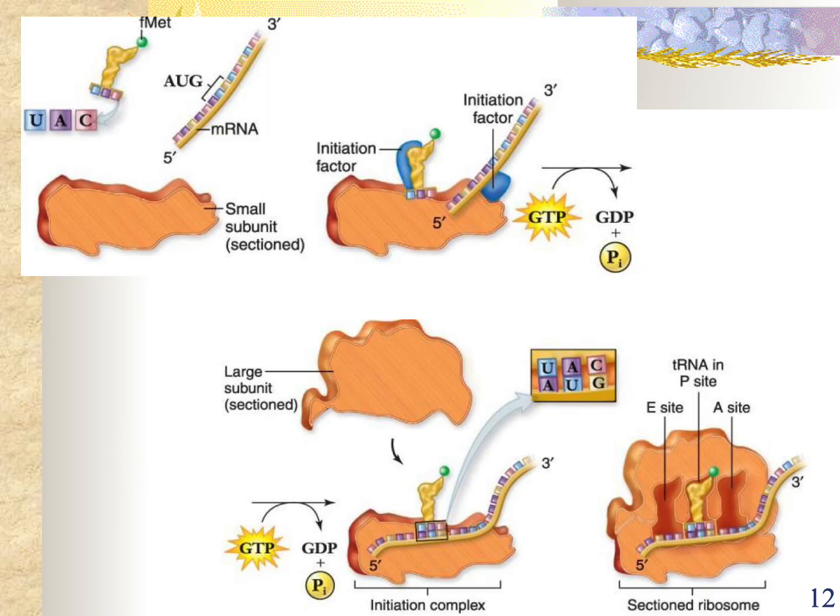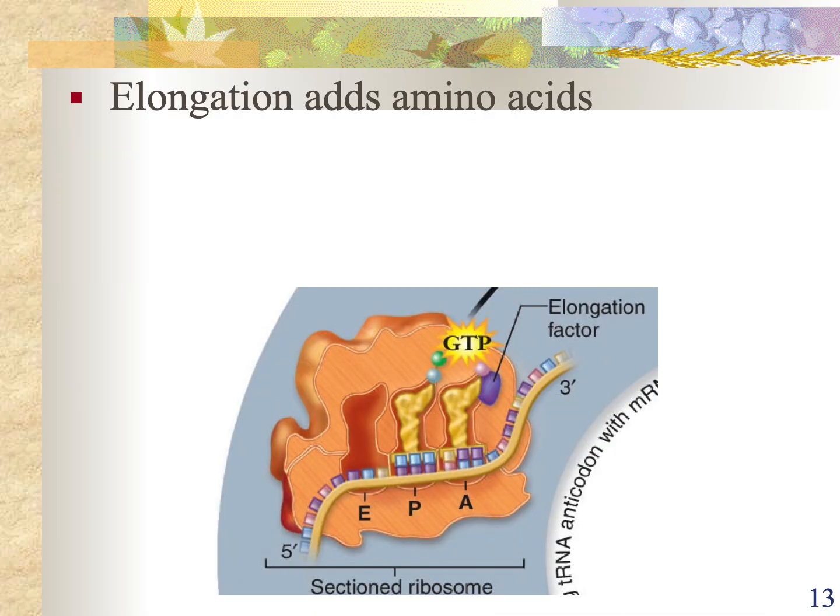Okay, here's another view of the same thing. The small subunit, and there's the 5' end with the AUG near the start. Okay, an initiation factor binds to the transfer RNA carrying methionine. Once that happens, the large subunit attaches.